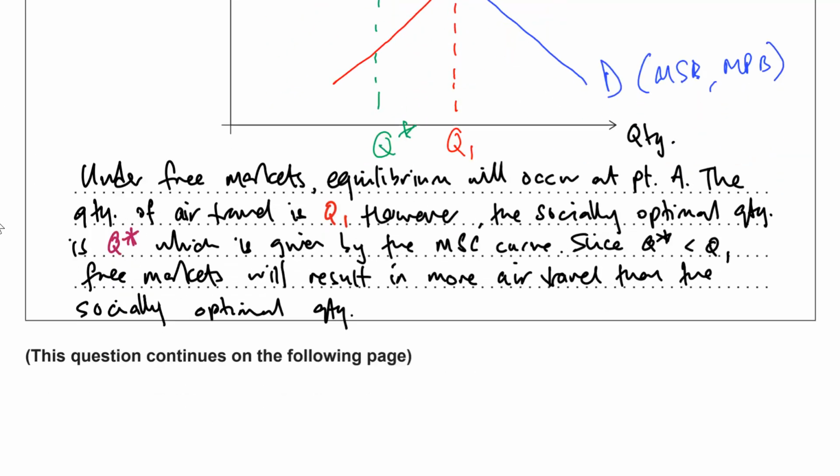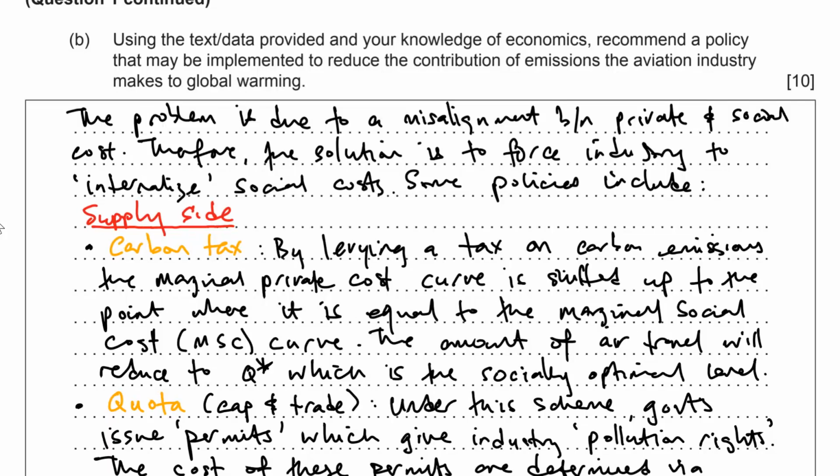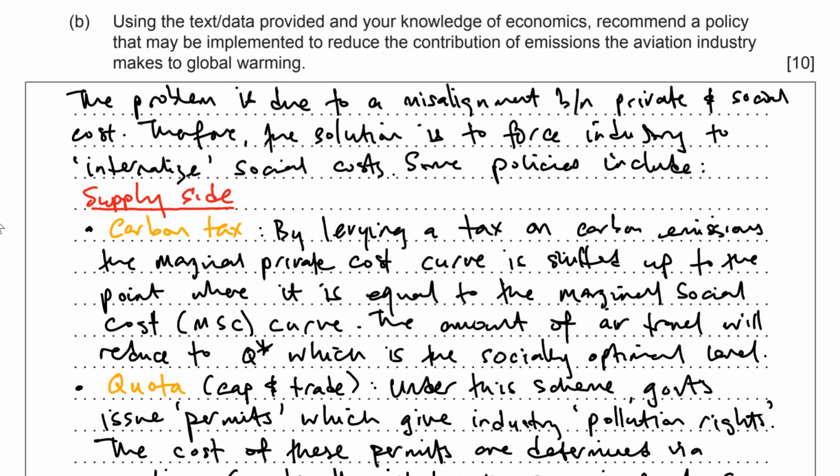All right, so this is the walker, right? So using the text/data provided and your knowledge of economics, recommend a policy that may be implemented to reduce the contribution of emissions the aviation industry makes to global warming. Okay, so this is kind of like the fluffy bit where you can use your imagination, and you can score a few free points if you're able to explain yourself well. There's really no right or wrong answer here.